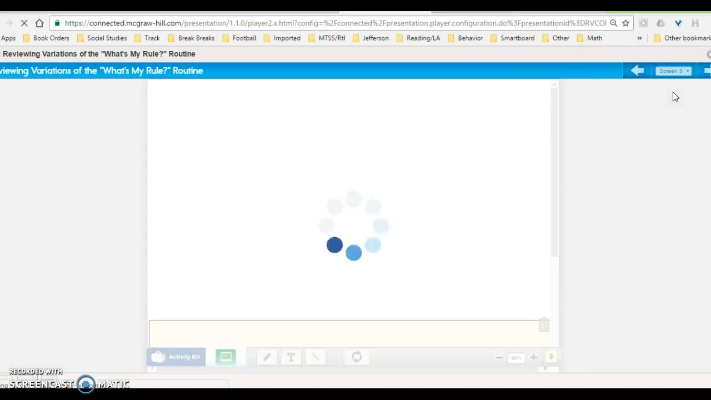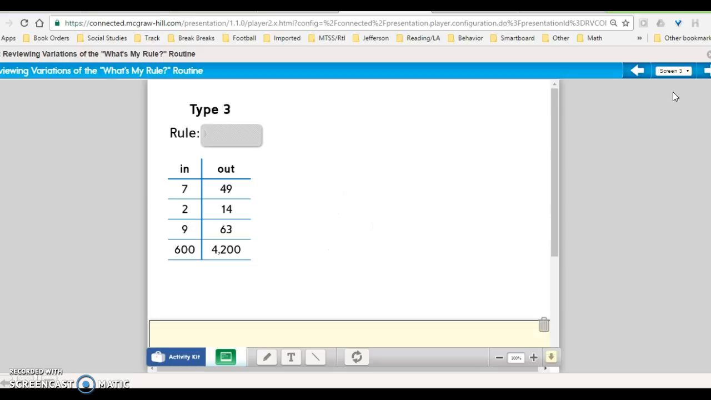Here's another variation where they don't give you the rule. So you look here, how did they get from 7 to 49? Well, it could be they added 42, but that wouldn't work there. Maybe it's multiplied by 7. 7 times 7 is 49. 7 times 2 is 14. Yep, I think it's multiplied by 7, and that's what it is.